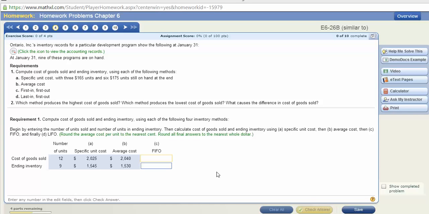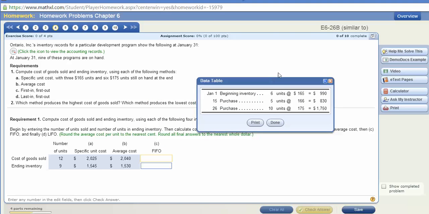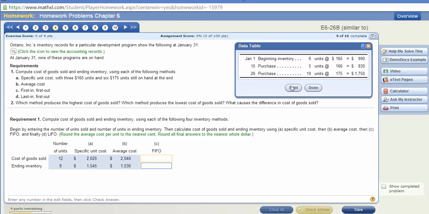Okay, let's talk about FIFO now. Remember in class, we were talking about how LIFO, last in, first out, means you sell from the bottom up, from the newest layers to the oldest layers. That's LIFO. FIFO sells, notice the word sells, I keep repeating, sells. It doesn't keep, it sells from the oldest layer down to the newest layer.